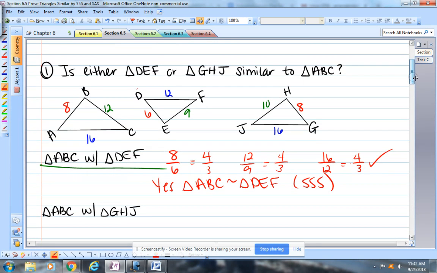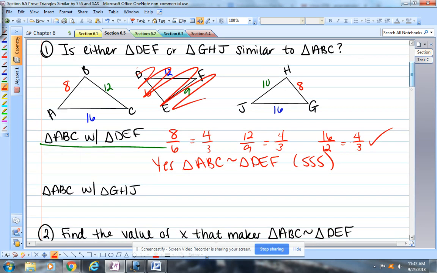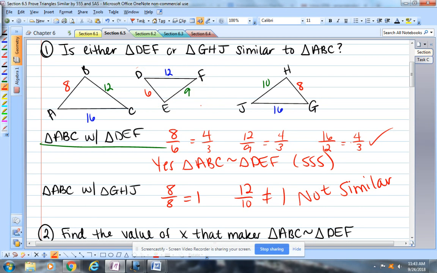All right, and then we're going to check triangle ABC with triangle GHJ. So we're not going to look at that middle triangle for just a few moments. We're going to compare corresponding sides for triangle ABC with GHJ. And so AB corresponds to HG, so 8 over 8 reduces to 1. And then BC corresponds with JH, so that is 12 over 10, which does not equal 1. So these two are not similar triangles. So the first 2 triangles were similar, the first and the last were not. So the one that's similar to ABC was DEF.